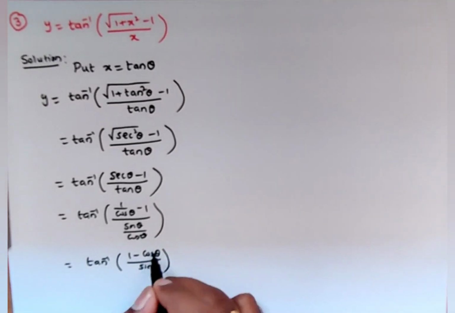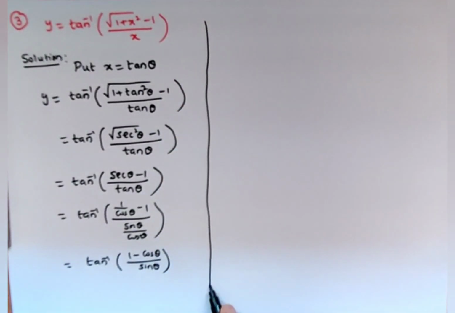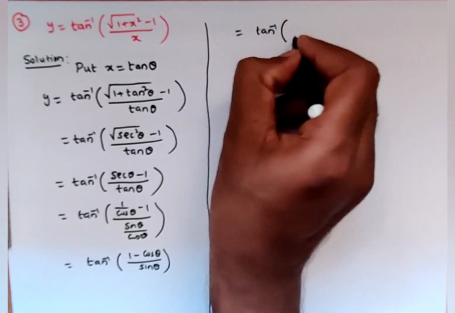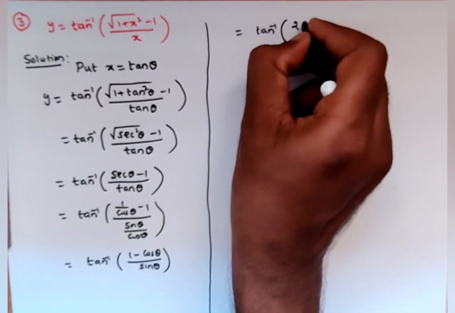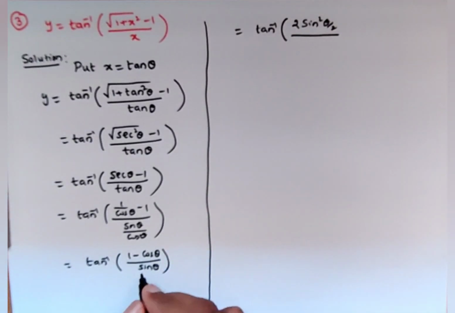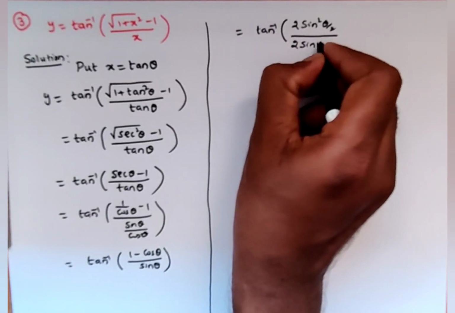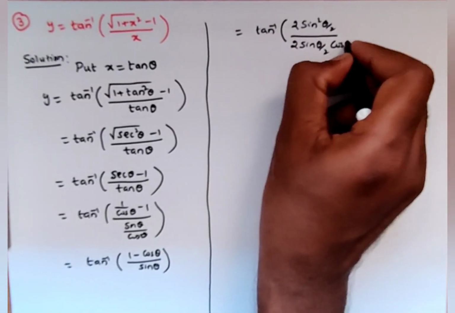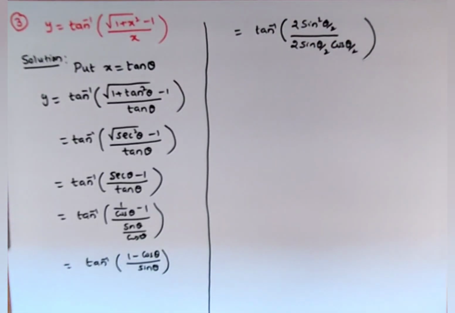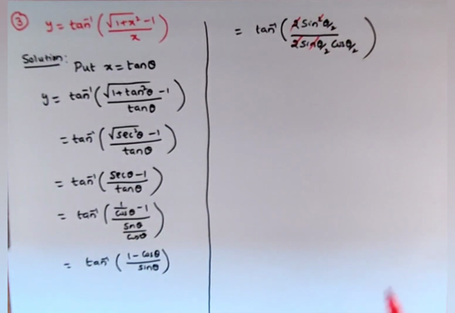Now 1 minus cos theta can be written as 2 sin square theta by 2 from the half angle formula. So here tan inverse of 1 minus cos theta, which is nothing but 2 sin square theta by 2, whole divided by sin theta. Sin theta, by using the half angle formula, is 2 sin theta by 2 into cos of theta by 2. Now here the 2 and 2 get cancelled, and one sin theta by 2 and this sin theta by 2 will be cancelled.